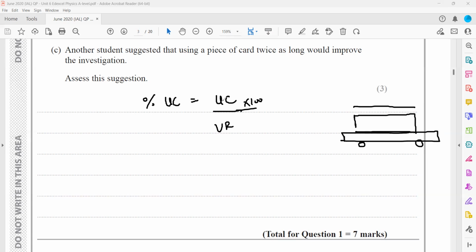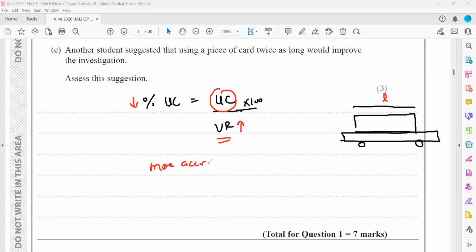The uncertainty won't change. The smallest value which the instrument can record is constant. But what will happen if you use a longer rectangular card, or a greater length? The time it takes to cross the light gate, or interrupt the light gate, will increase. So the value recorded will increase. If the value recorded increases, the percentage uncertainty will decrease. And when the percentage uncertainty decreases, the experiment will be more accurate.